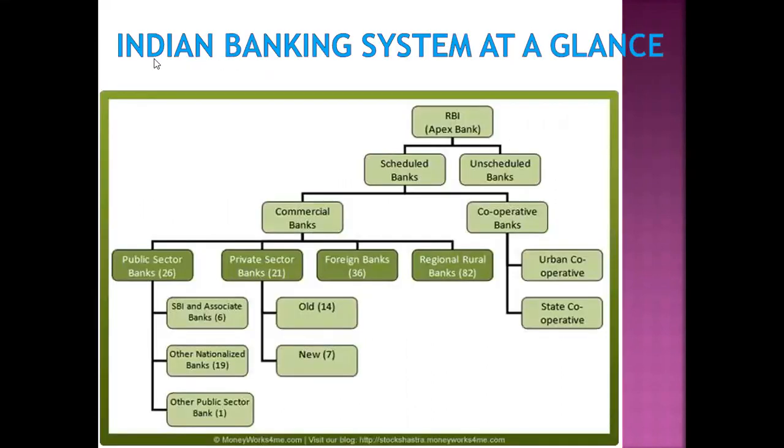Now the next slide is the Indian banking system at a glance. Basically, the main bank is the RBI. Then there are two types, scheduled banks and unscheduled banks. Scheduled banks are commercial banks and cooperative banks. Commercial banks are public sector, private banks, foreign banks, and regional rural banks. The numbers are around: public sector banks 26, private 21, foreign banks around 36, and regional rural banks 82 in India.